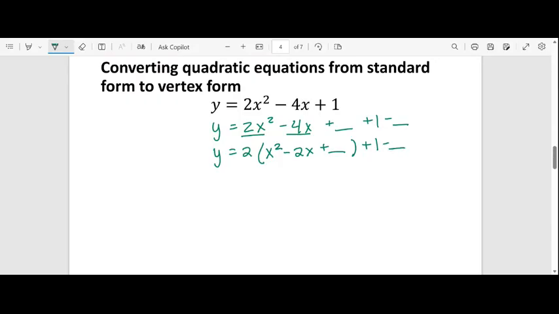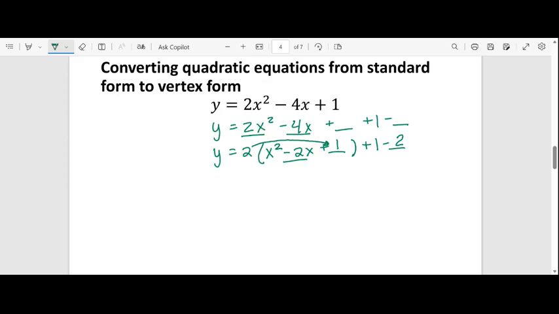My first blank is always half of my middle number squared. Half of negative 2 is negative 1. Negative 1 squared, that's negative 1 times negative 1, is a positive 1. I didn't actually add 1 to this equation. I added 2. Or I gave my friend $1 twice, right? Because I have this coefficient out front. 2 times 1 is 2. Since I added 2 to this equation, to keep it balanced, I have to subtract 2 from the equation.